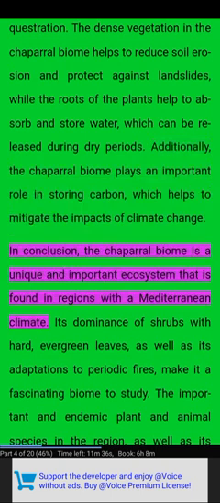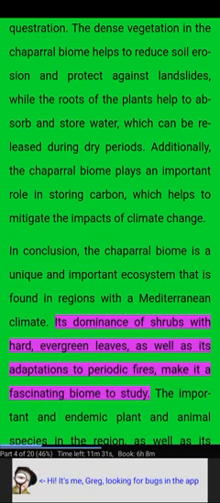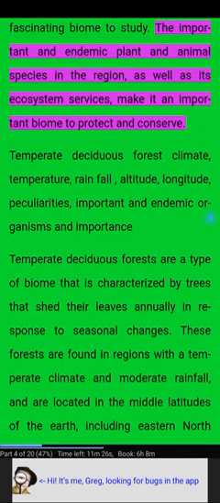In conclusion, the chaparral biome is a unique and important ecosystem that is found in regions with a Mediterranean climate. Its dominance of shrubs with hard, evergreen leaves, as well as its adaptations to periodic fires, make it a fascinating biome to study. The important and endemic plant and animal species in the region, as well as its ecosystem services, make it an important biome to protect and conserve.